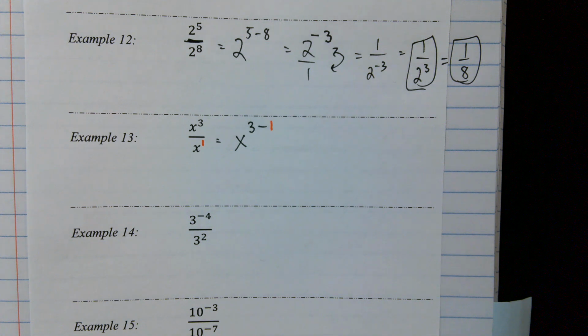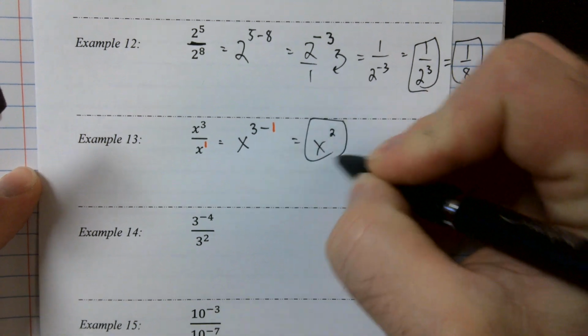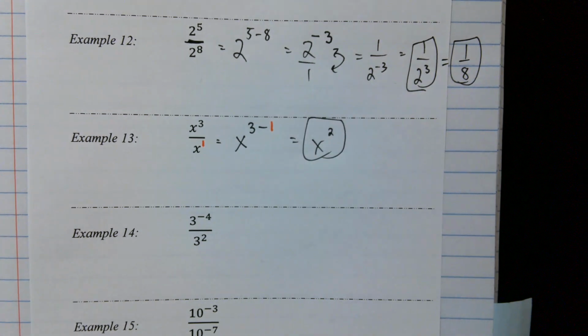Over here, with the quotient rule, if we add that invisible 1 in, what does 3 minus 1 give me? 2. Boom. Same thing. X to the power of 2. That's my answer.